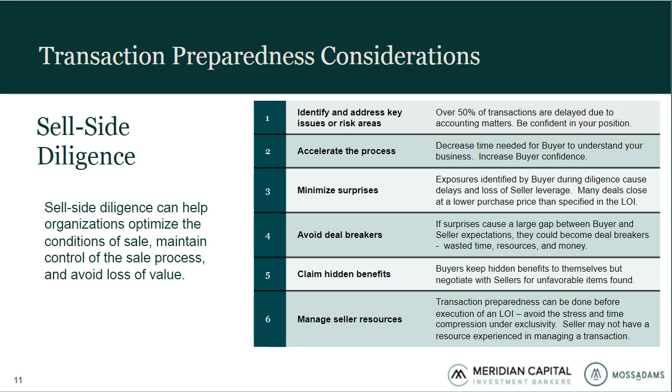Thirdly, it helps minimize surprises. If you are in diligence or under exclusivity and the buyer identifies certain issues and surprises come up, it can cause delays and loss of seller leverage. So many deals close at a lower purchase price than what was specified in the LOI because of this.